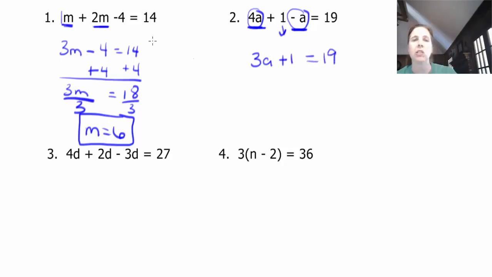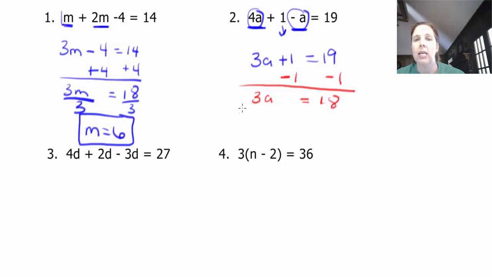So now it's just a two-step equation. Okay, we're going to subtract 1. What you do to one side, you have to do to the other. 3a equals 18. Divide by 3. A also equals 6. They're not all going to equal 6.